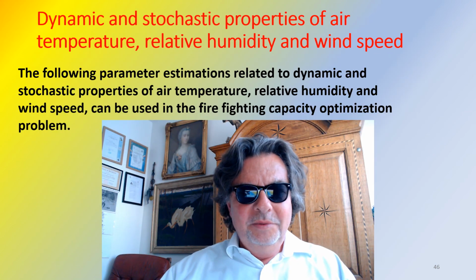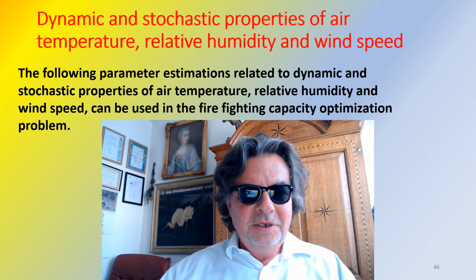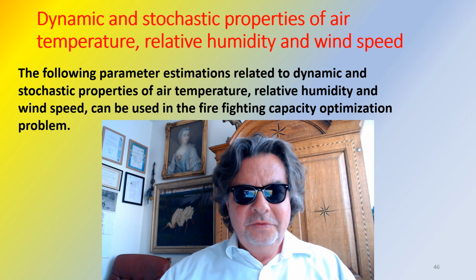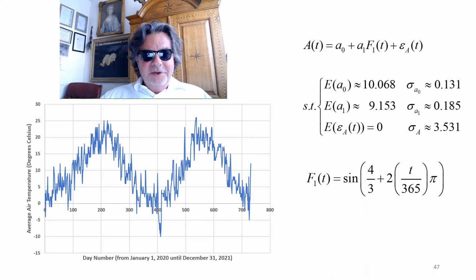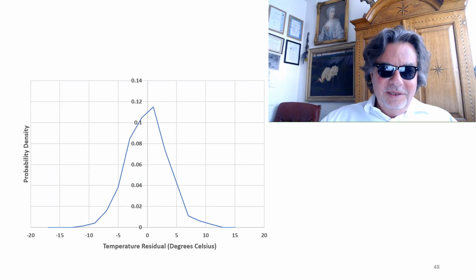The following parameter estimations related to dynamic and stochastic properties of air temperature, relative humidity, and wind speed can be used in the firefighting capacity optimization problem. Air temperature can be considered as a sine function of time with some residuals. And here we have the PDF of the temperature residuals. Note that this function almost looks like a normal distribution.